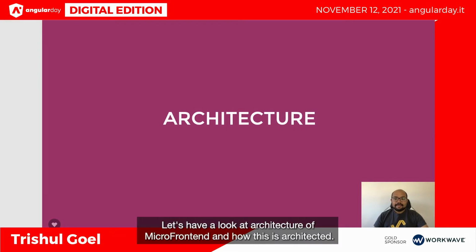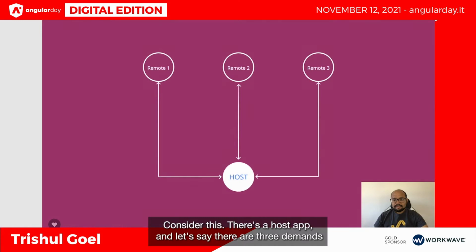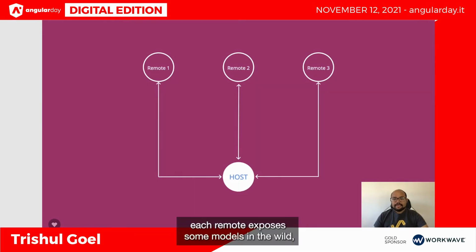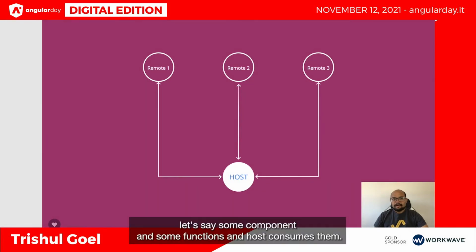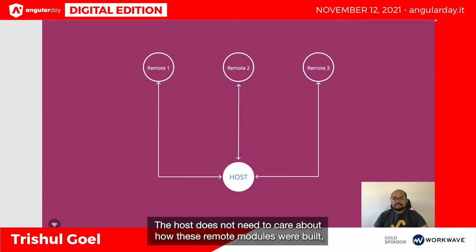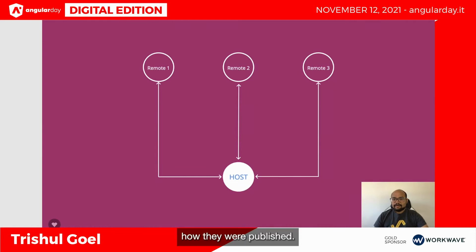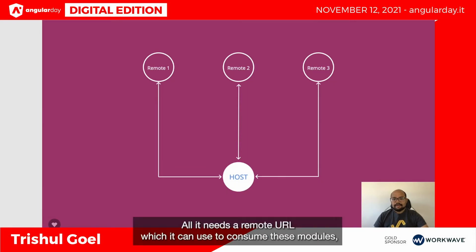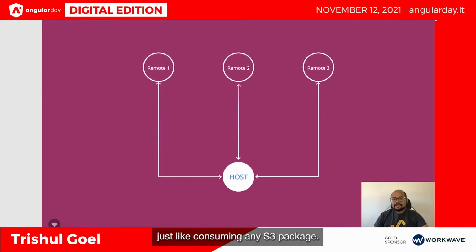Let's have a look at the architecture of micro frontend, how this is architected. Consider this: there's a host app, and let's say there are 3 remotes. Each remote exposes some modules in the wild, let's say some components, some functions, and the host consumes them. The host does not need to care about how these remote modules were built or how they were published. All it needs is a remote URL, which it can use to consume these modules, just like consuming any S3 package.